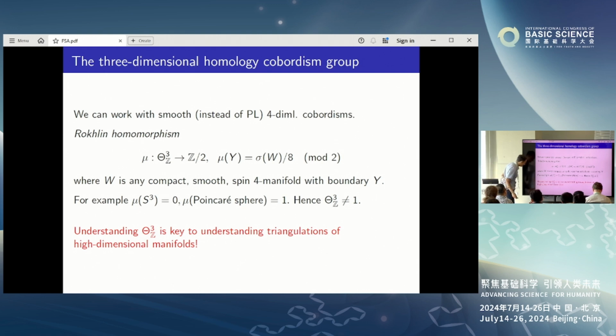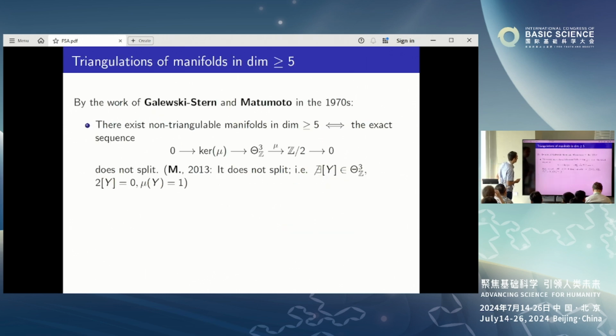and as I said, basically all the questions about triangulations of high-dimensional manifolds boil down to understanding this group. So let me be explicit about that. Here is what Galewski-Stern and independently Matumoto proved in the 1970s. They first discussed the existence of non-triangulable manifolds. So they said that non-triangulable manifolds exist in dimensions greater or equal than 5 if and only if this exact sequence does not split.